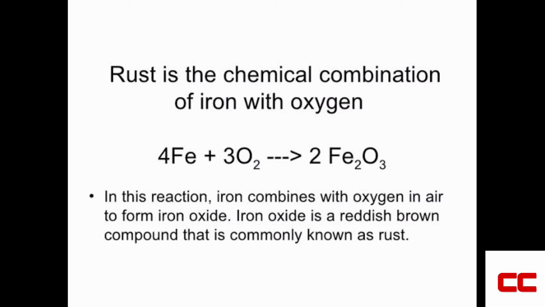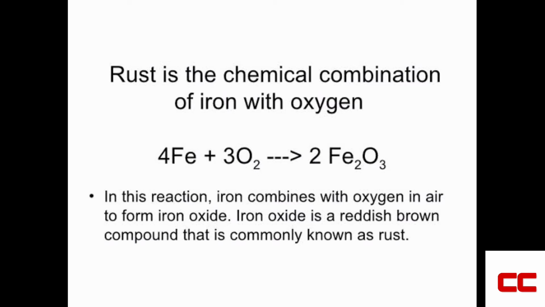And we have to see whether the equation is balanced or not. 4Fe on the left side and 4Fe on the right side. 6 oxygens, 3 into 2 on the left side, and 3 into 2, 6 oxygens on the right side. So the equation is balanced. That is the chemical equation which tells us about the rusting process.